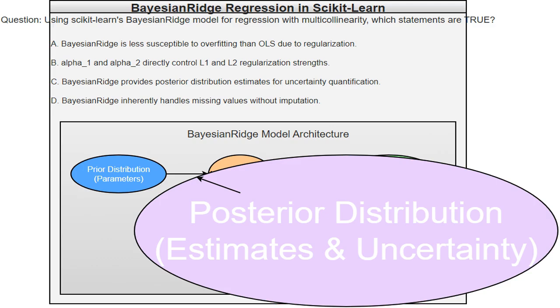This is the result of model inference. It's not just a single best guess, but a probability distribution for all the model's parameters. It tells you not only what the best estimates are, but also how certain you are about those estimates. That's the key advantage of Bayesian methods, that you get a complete uncertainty picture, not just a point estimate.